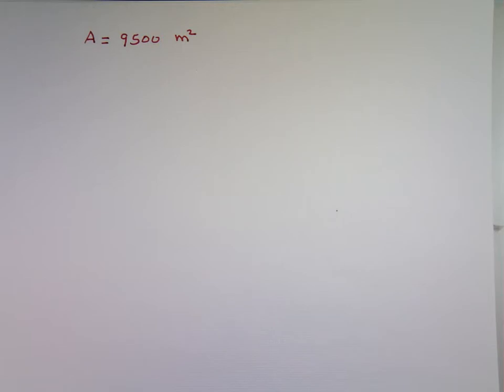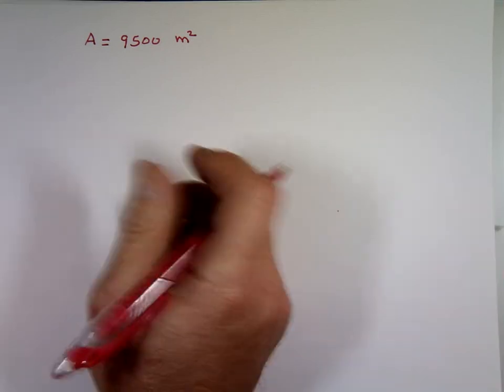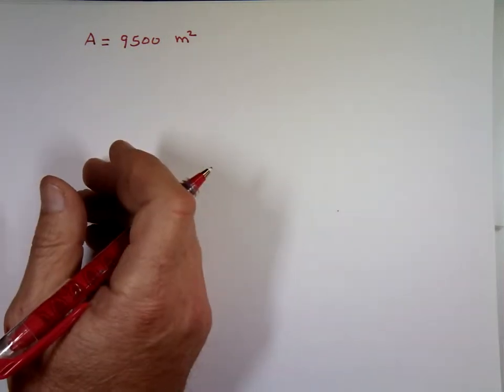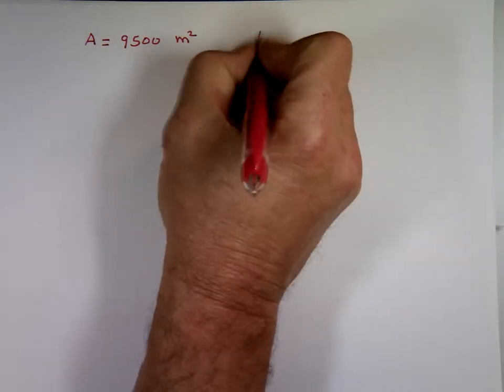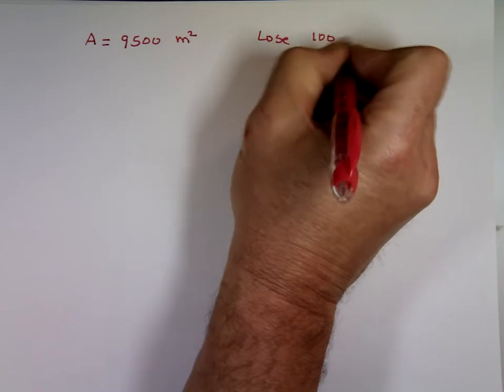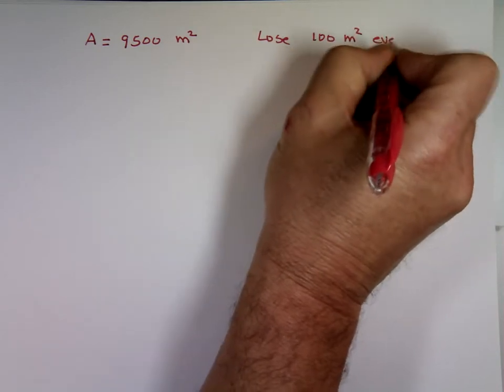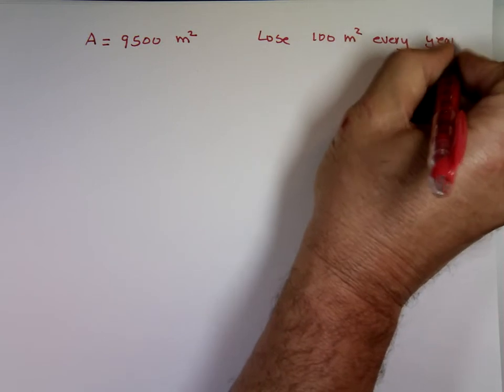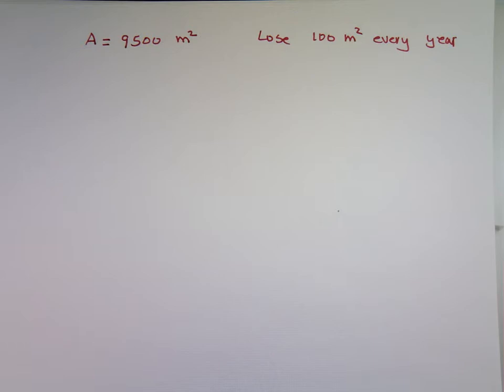But the beach area is being eroded. The waves, the low tide is sucking the area out of the beach. So it says on average they're losing 100 square meters each year. They lose 100 meters squared every year. If they lost 400 square meters during the last year, what will be the area 8 years from now?